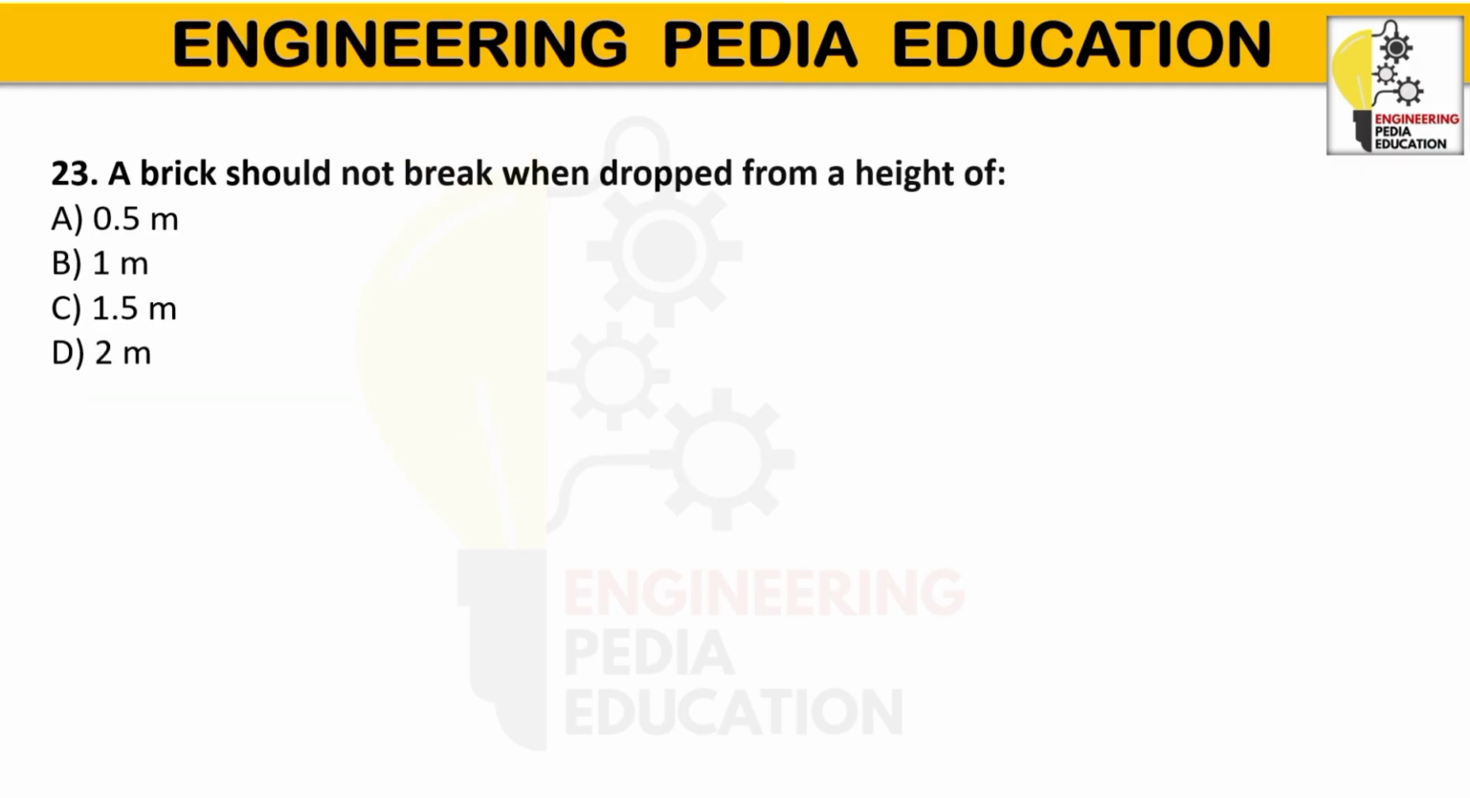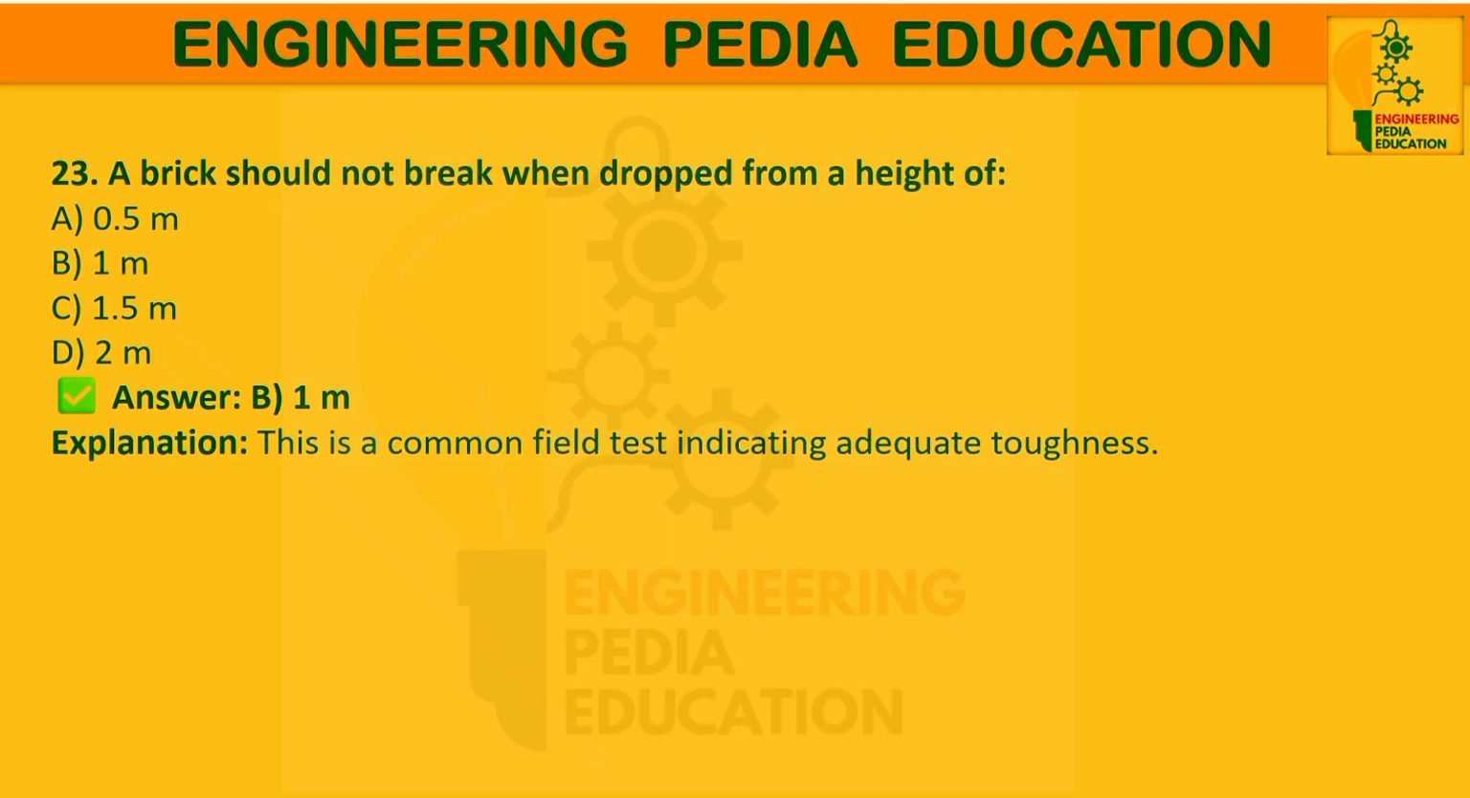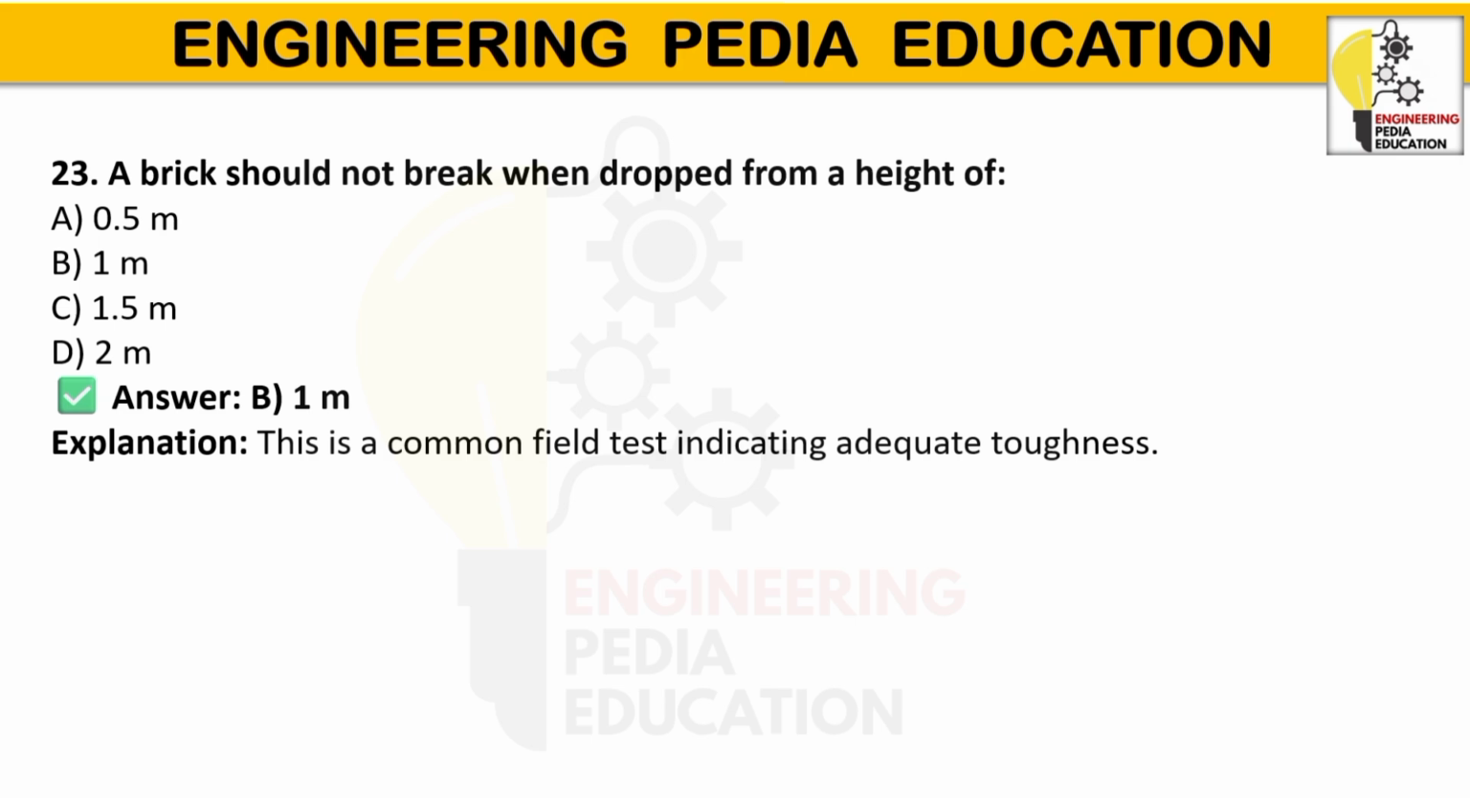A brick should not break when dropped from a height of 0.5 meter, 1 meter, 1.5 meter, or 2 meter. So a brick should not break when dropped from a height of 1 meter. This is a common field test indicating adequate toughness. Mostly this drop from height is tested in the field to test a brick's toughness. So the correct option is B, 1 meter.